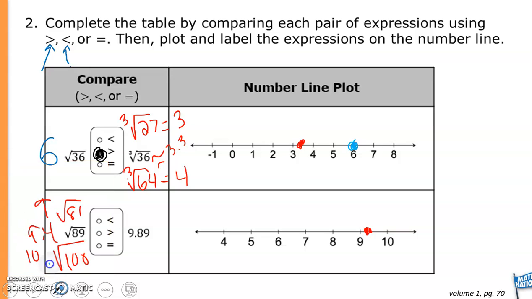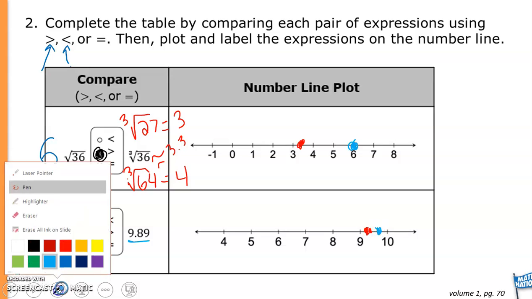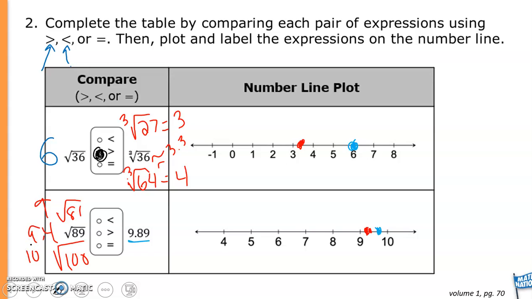Whereas 9.89 is already a decimal. 9.8 is going to be closer to the 10 side, so the red one is smaller than the blue one. So when we're filling that in, I can say the square root of 89 is less than 9.89, because 9.4 is less than 9.89.